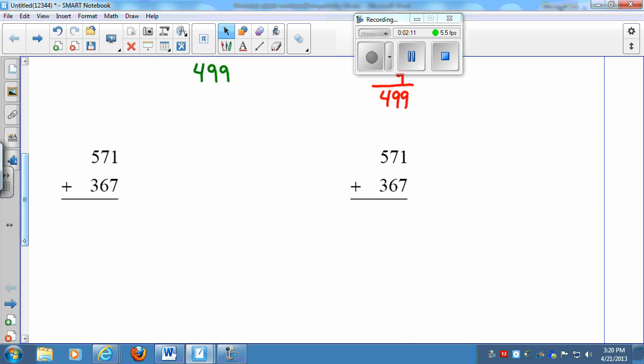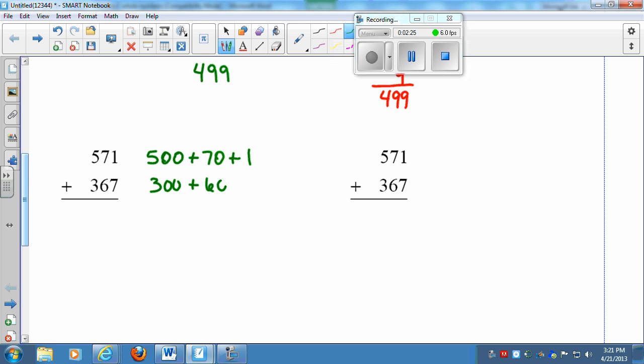Let's try one more expanded notation. 571 expanded is 500 plus 70 plus 1. 367 is 300 plus 60 plus 7. We're going to add left to right. We're going to add our hundreds column and get 800. We're going to add our tens column, and you might be thinking, what am I going to do? We'll simply add 70 plus 60 is 130. I leave it in the tens column. That means I have 13 tens. 1 plus 7 is 8.